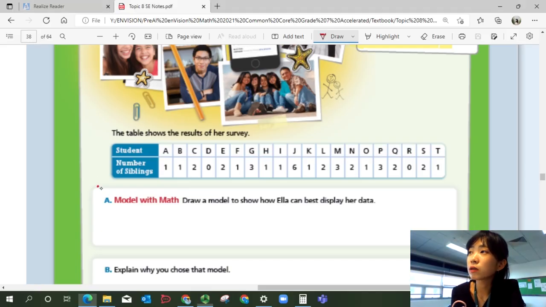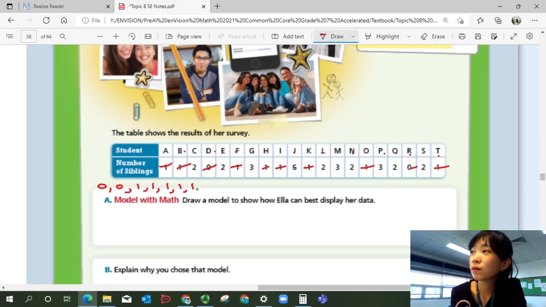So there are 2 zeros. Wait, how many do we have? 2, 4, 6, 8, 10. So 20 students. It was also mentioned in the question, I just wanted to double check. 2 zeros, and then 1, 2, 3, 4, 5, 6, 7, 8 ones.